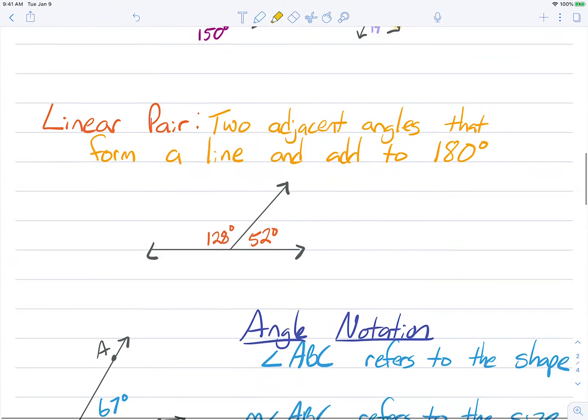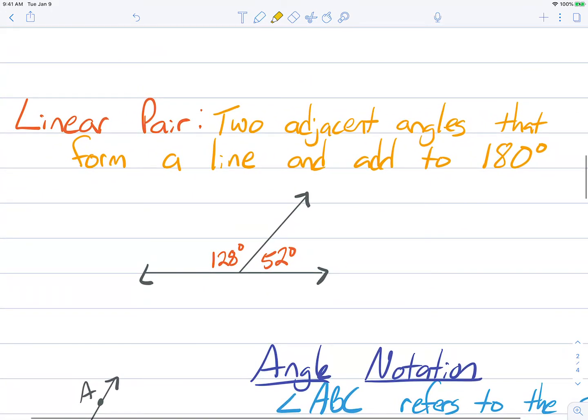Now, a linear pair sounds like a fancy one for supplementary because there are two adjacent angles that form a line and add to 180. They add to 180, but they must form a line. So they are very specific ones. They can't be non-connected and add up to 180 degrees. They have to be on that line. So for this one, 128 degrees plus 52 degrees makes that line, and it's 180 degrees.